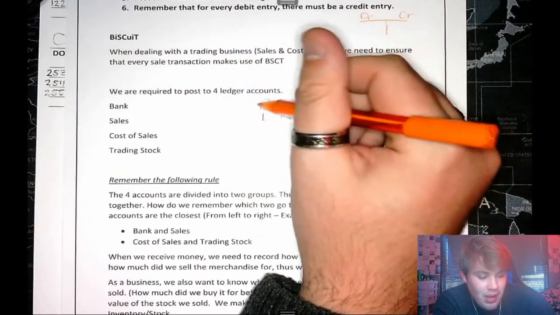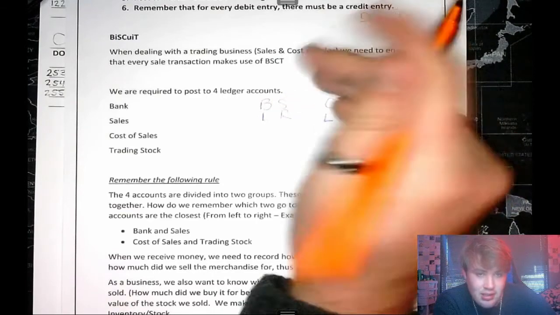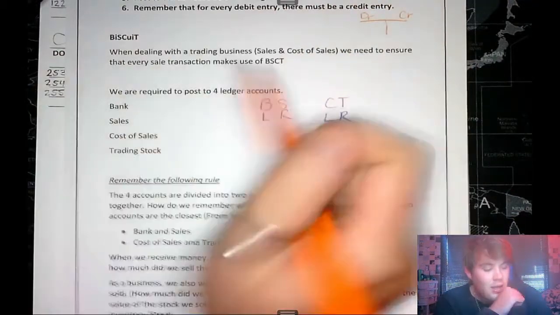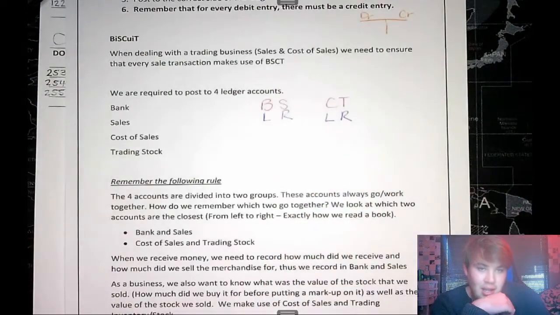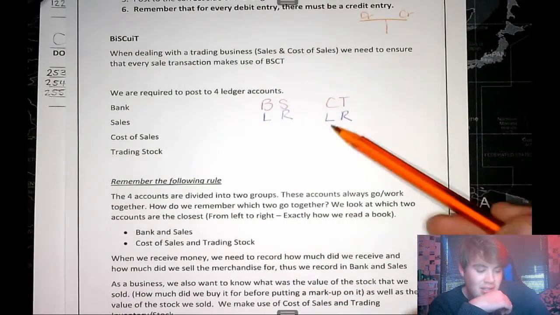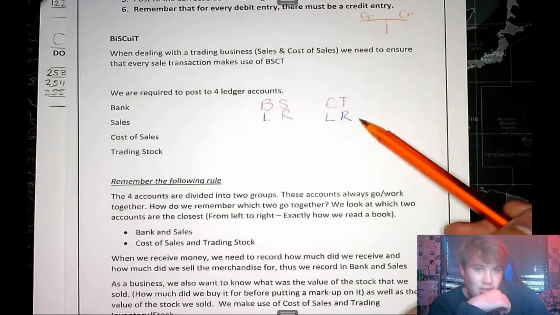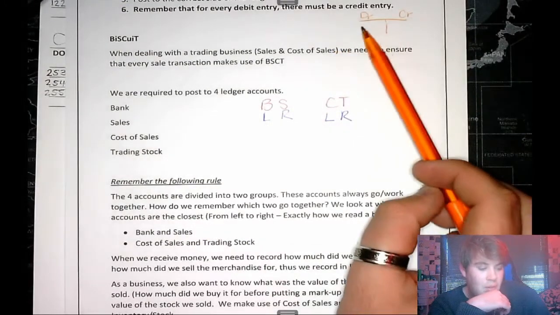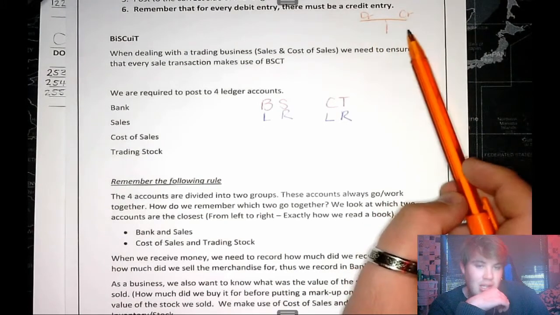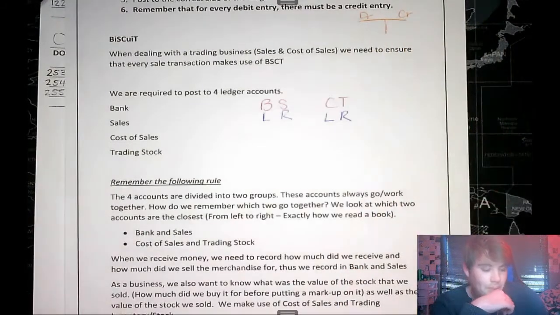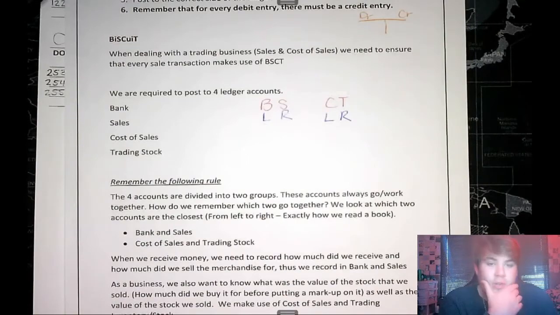So we take bank and sales together, we put them together. So bank is on the left hand side and sales is on the right hand side. And then of course cost of sales is on the left hand side and trading stock is on the right hand side. So bank would then be debited and sales would be credited, cost of sales debited and trading stock credited. Alright, so why do we do this?